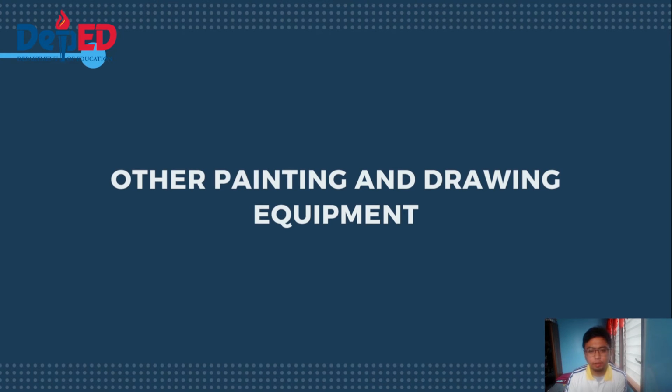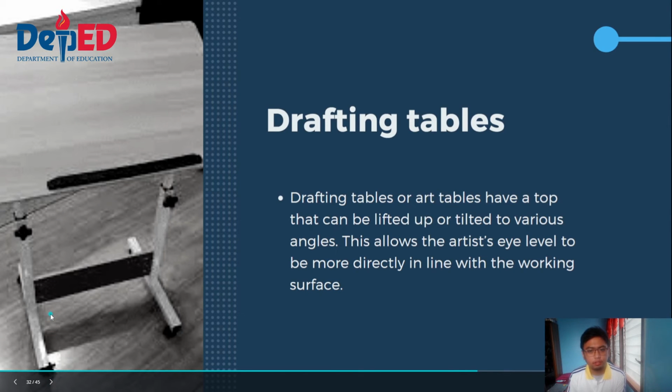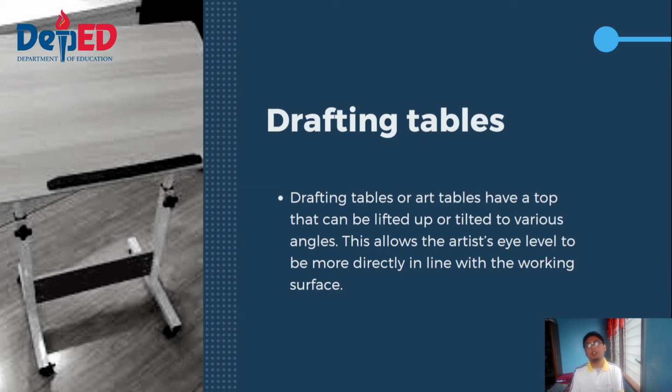Then we have other painting and drawing equipment. These are just additional. We have the drafting table. Drafting tables vary. If you're an animator, you have a different drafting table. The ones used by illustrators and also architects don't differ. Drafting tables or art tables have a top that can be lifted or tilted to various angles. This allows the artist's eye level to be more directly in line with the working surface.